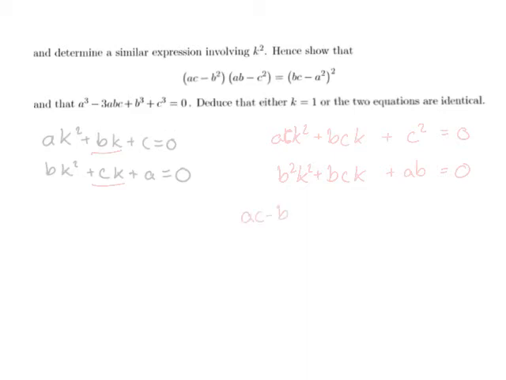Now when we subtract, we get AC minus B squared, lots of K squared. The BC K terms disappear, and C squared minus AB equals 0. We'll just slightly rearrange this so that it is in the same form as our original equation. With K, that's what I mean by the original equation. Oh, we don't want add, we want equals.